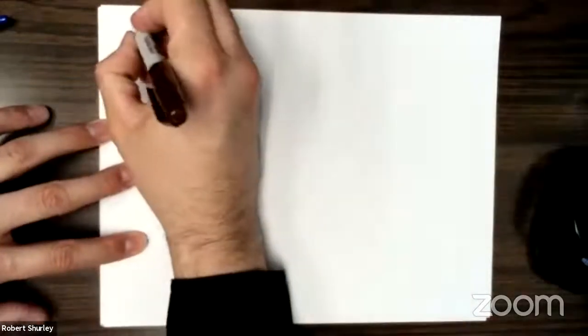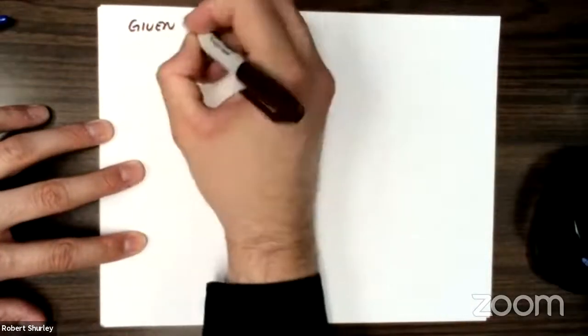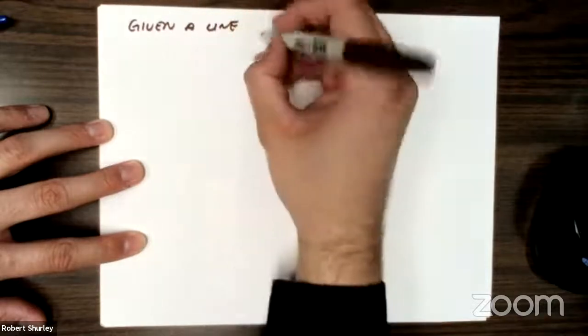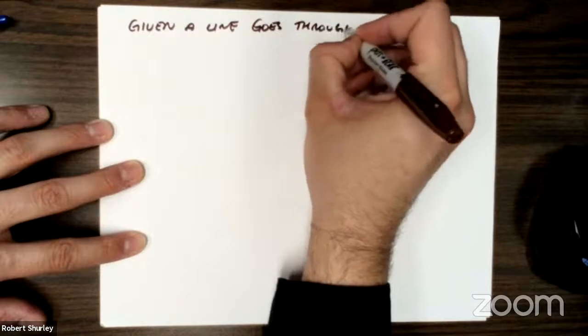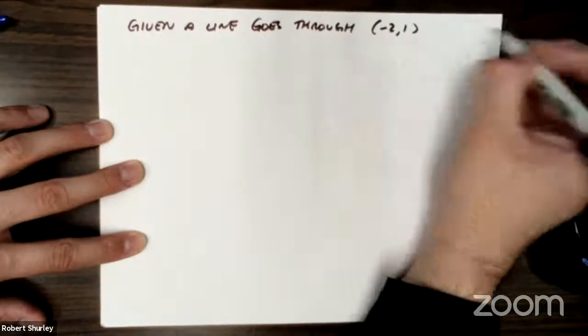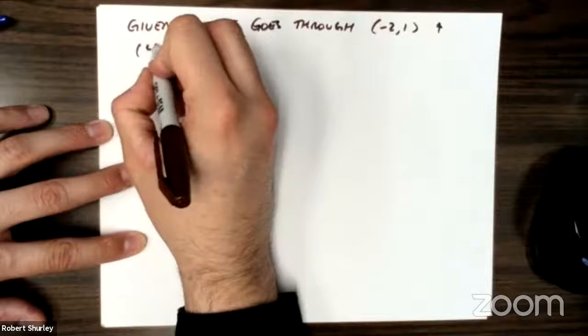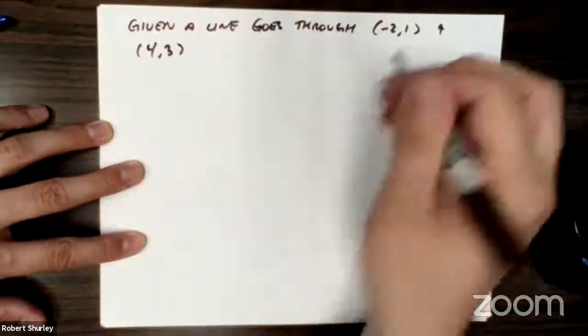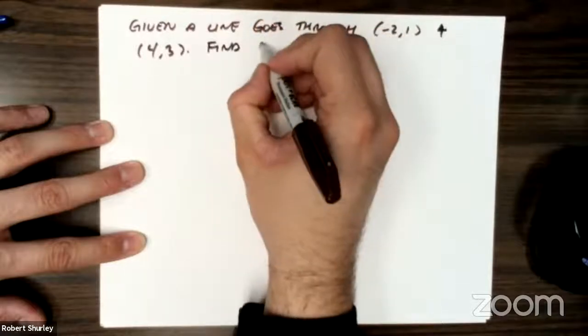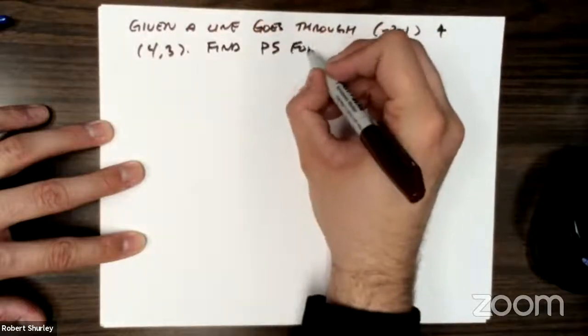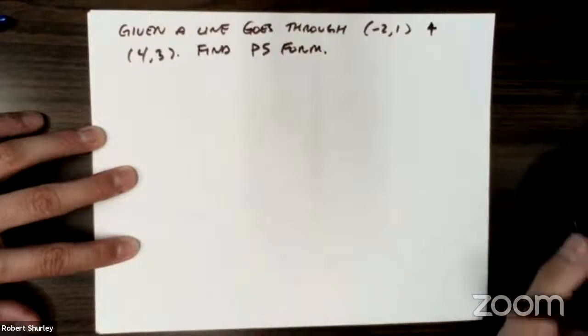Let's say instead of a point and a slope, I give you two points. Given a line that goes through, let's say, (-2, 1) and (4, 3), find point slope form.